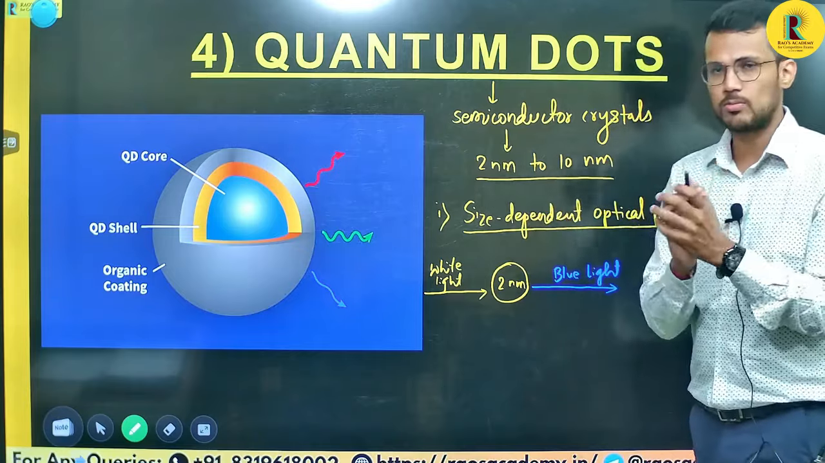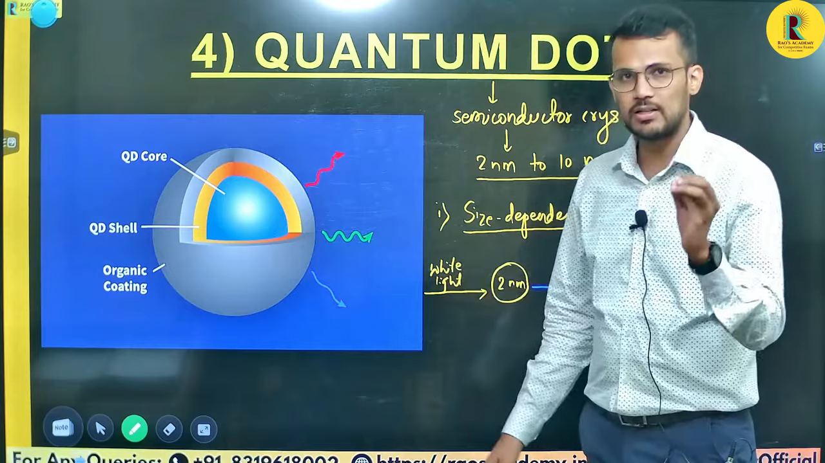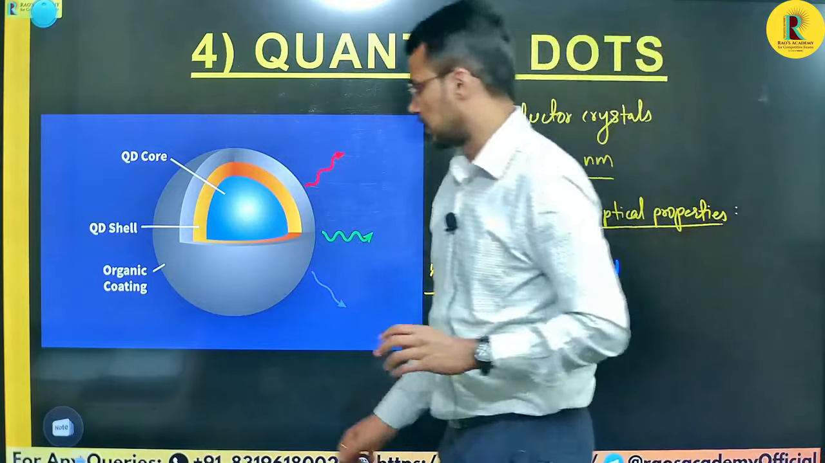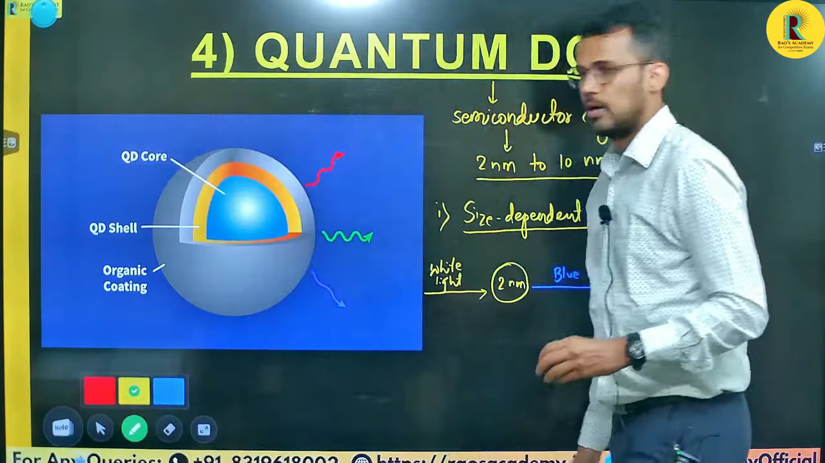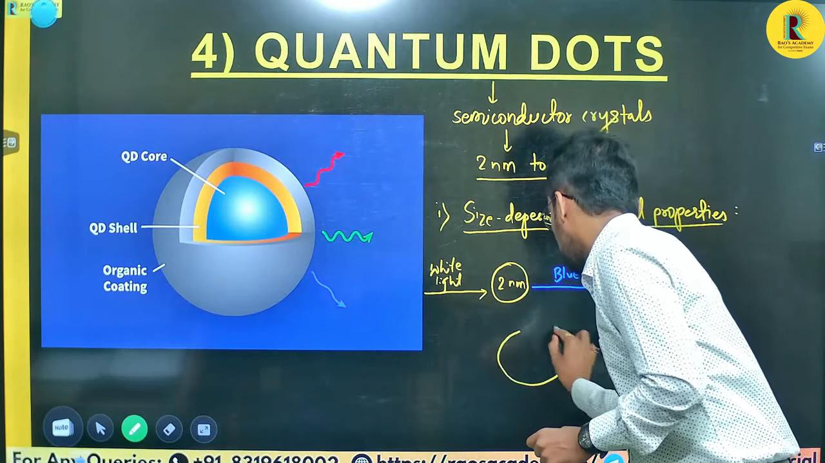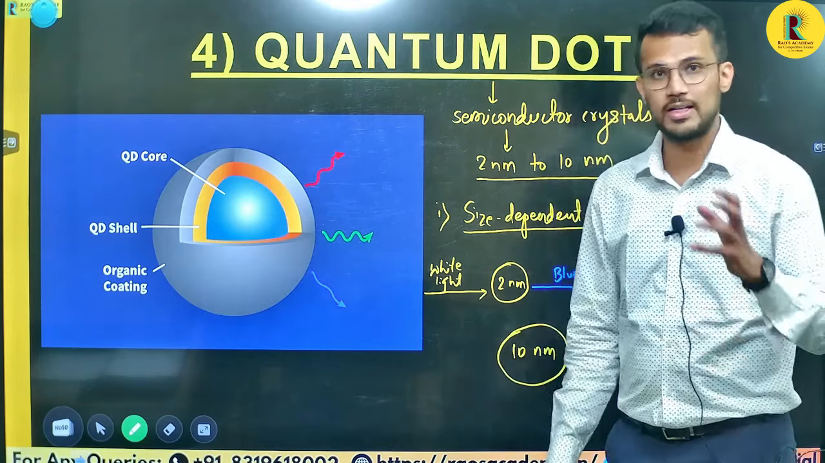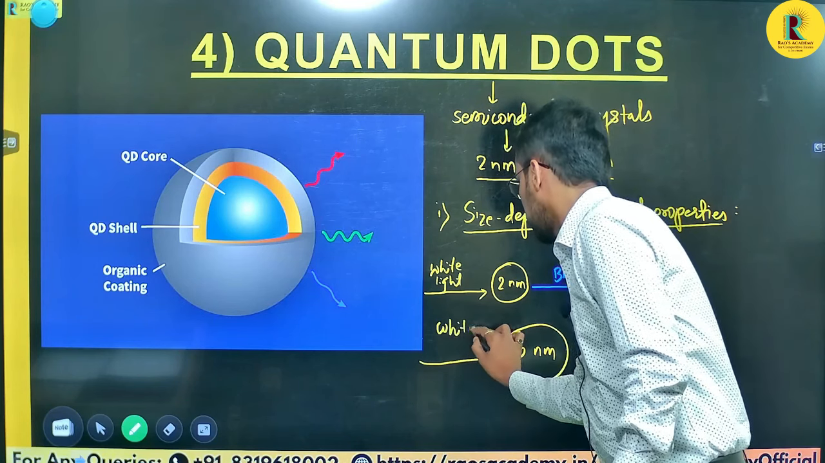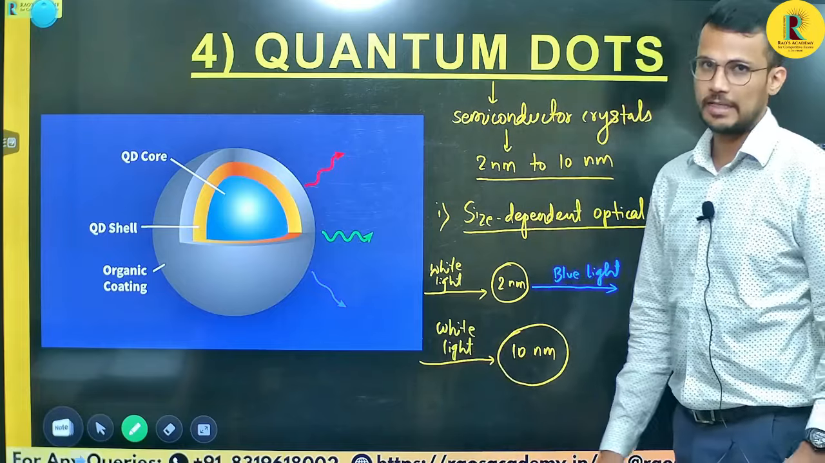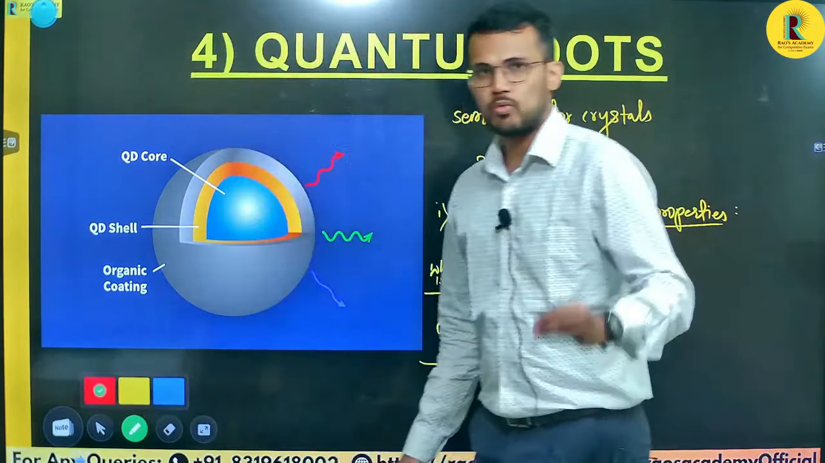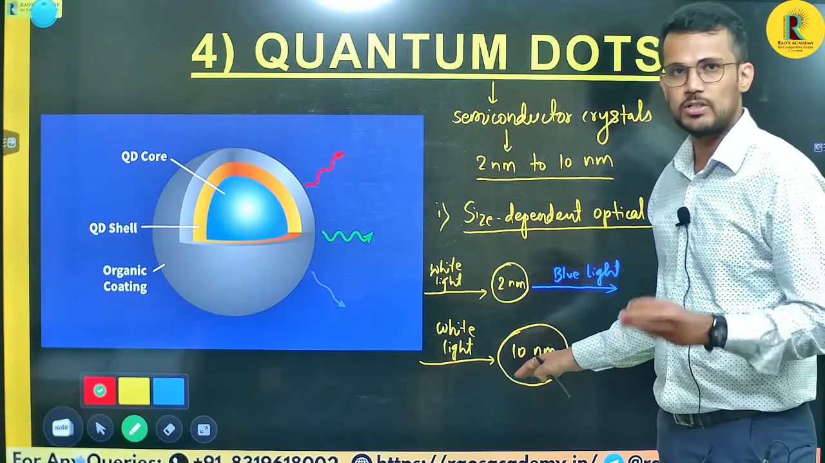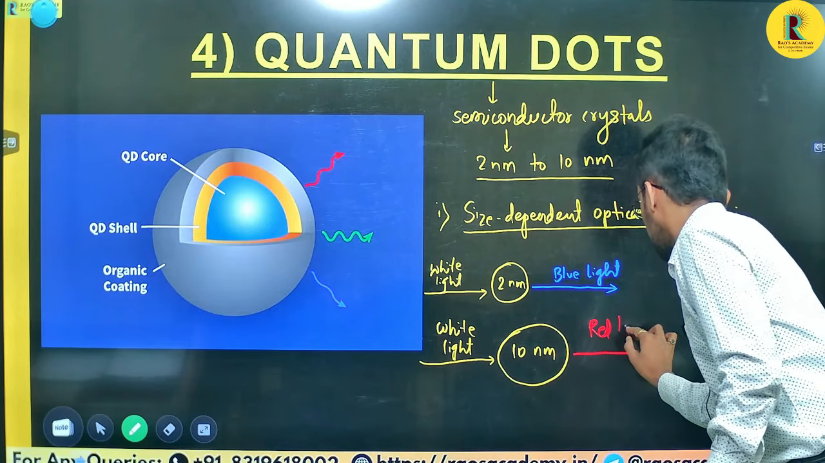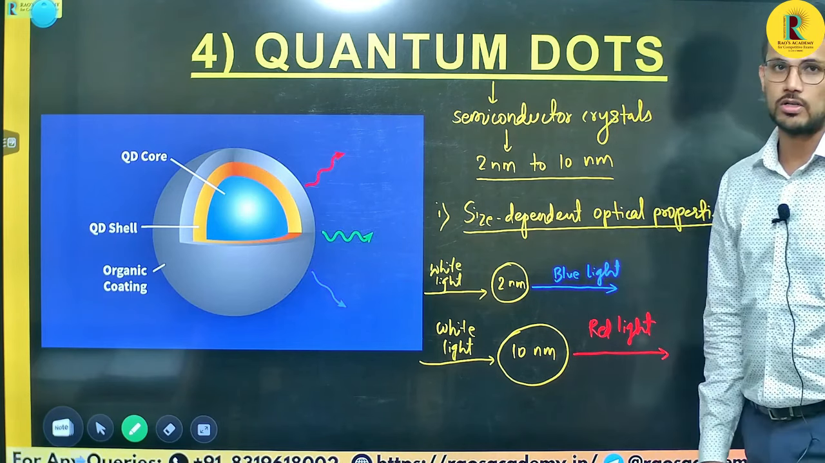Right, a small quantum dot of 2 nanometer size, and when you bombard it with white light, the light that is coming out of the quantum dot would be in blue color, right? So that is the first important point. Now let us consider that now you have taken a 10 nanometer quantum dot, and you bombard it with, let's say, white light again. When you bombard white light onto this particular 10 nanometer quantum dot, it will again emit light, and that emitted light would be red color. Red light would be emitted by this particular quantum dot, right?